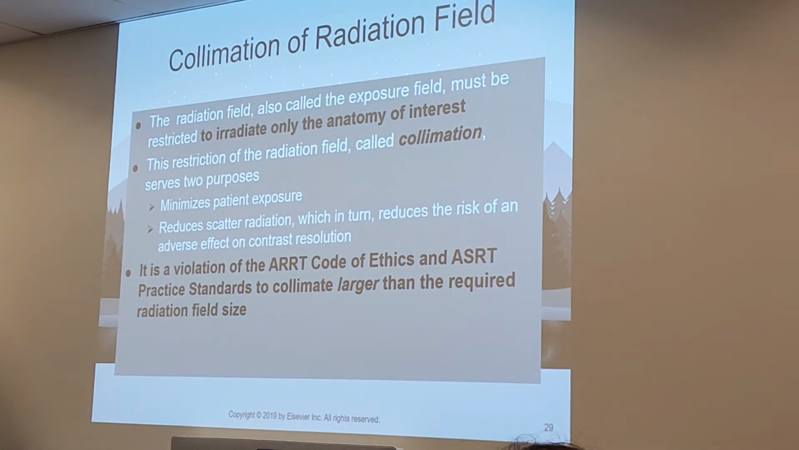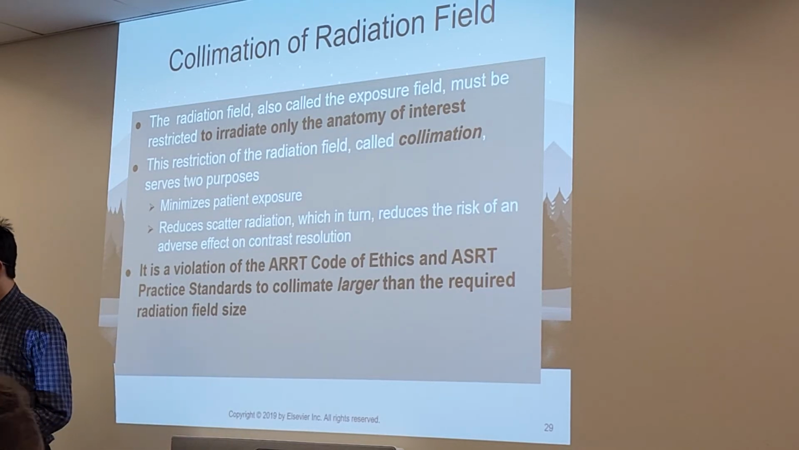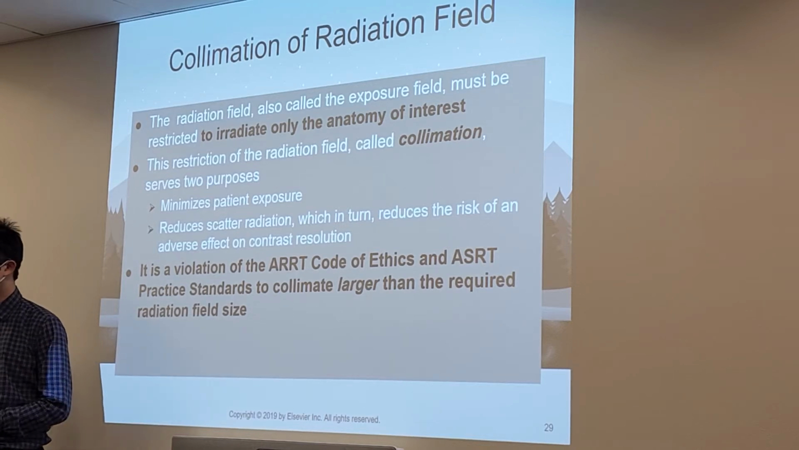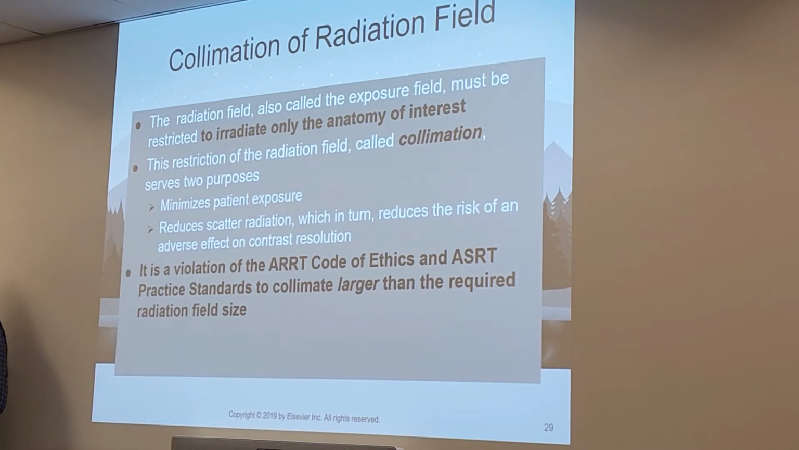Collimation is the restriction of your X-ray field. Your radiation field must be restricted to expose only the anatomy of interest. We only want to give radiation to the part we care about, the part we want to look at. We do not want to give radiation to any other locations. So that is one purpose of collimation.